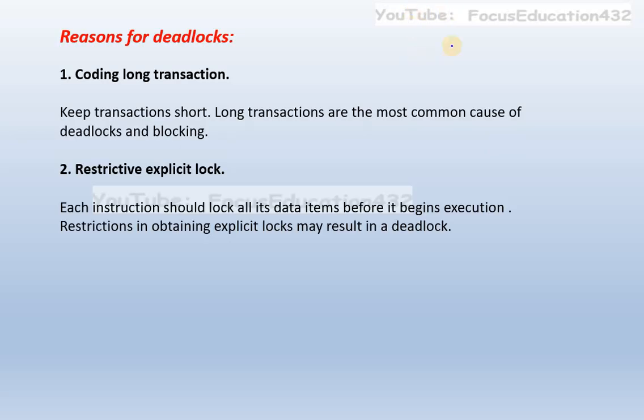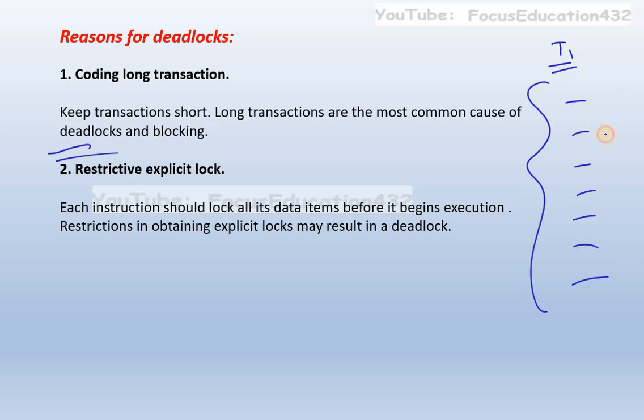Coding long transactions. A transaction is but a piece of code. If there is a very long transaction where it needs multiple locks, long transactions are the most common cause of deadlocks and blocking, because many locks are needed. Once it starts and tries to access a lock that is held by another transaction, it will wait at this stage, right? So a long transaction means more locks needed, so there is a chance that deadlock may occur.